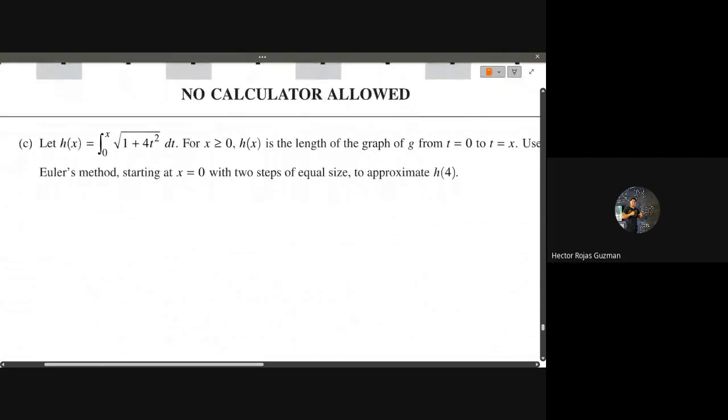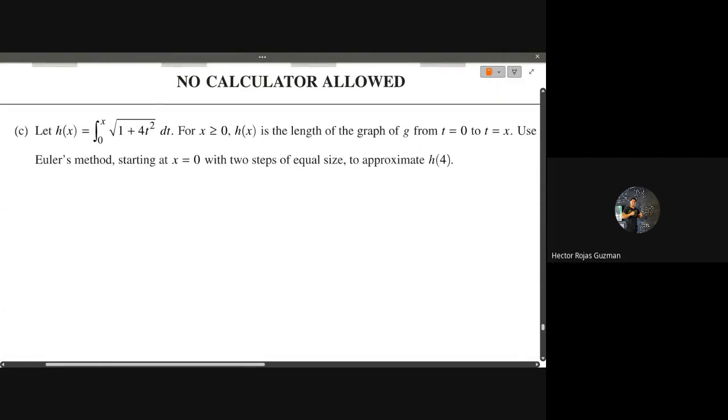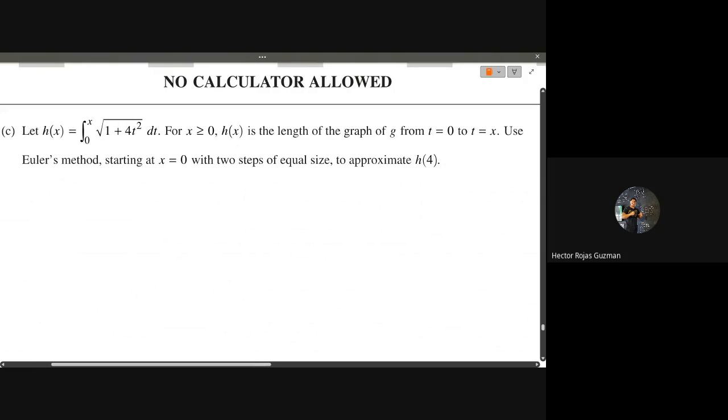C. Use Euler's method with 2 steps to approximate H of 4. Once again, we don't need part A for this one. So that's why it's important when you're taking the actual test to not get yourself psyched out by a question you don't know. Just move on. Move on and keep calm.